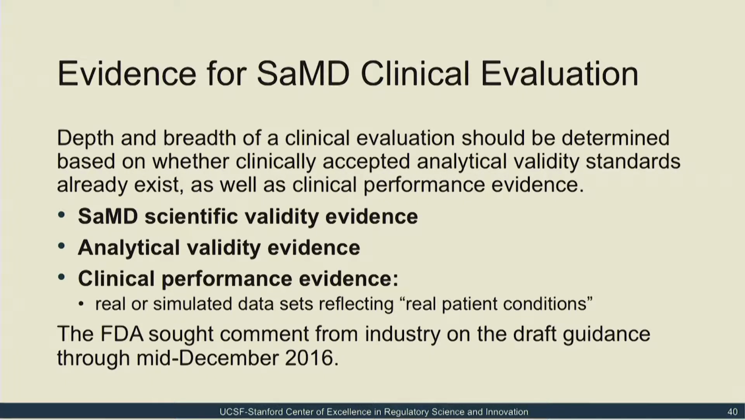Scientific validity evidence may be useful depending on whether the link between the software and a clinical condition or state is already well known, and such evidence may be derived from literature reviews, manufacturers' experience data, and scientific validity studies. Analytical validity evidence is the product of verification and validation efforts carried out under the manufacturer or developer's quality management system process. And at last, clinical performance evidence should be generated using real or simulated data sets reflecting real patient conditions.